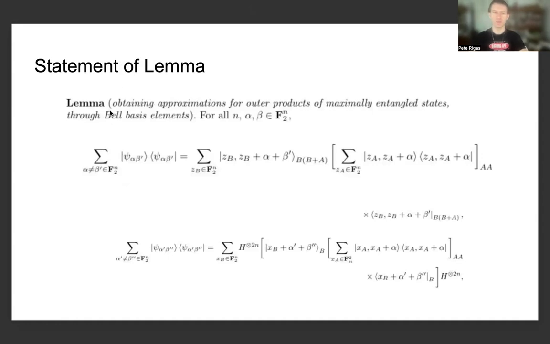And so the statement of the lemma is related to the fact that we're looking to obtain approximations for outer products of maximally entangled states through Bell basis elements, which is saying that we're fixing some little n number of qubits, corresponding to the number of qubits in the state that Eve initially transmits to Alice and Bob, as well as these two elements, alpha and beta, over the base field with two elements.